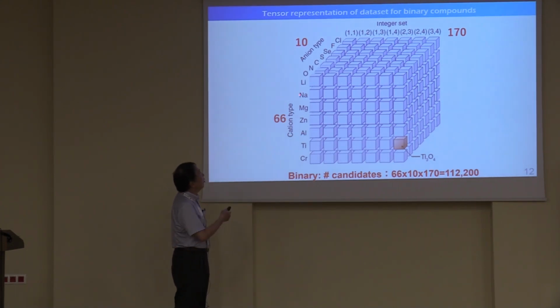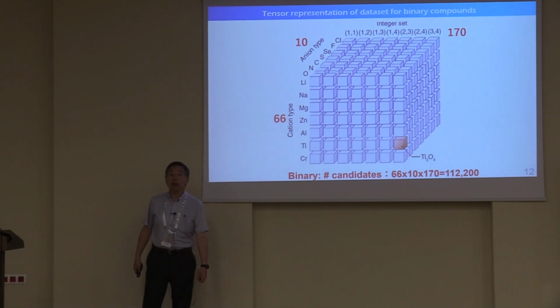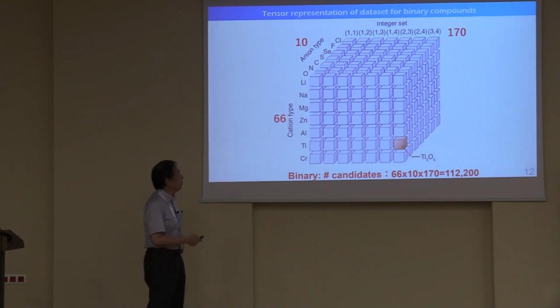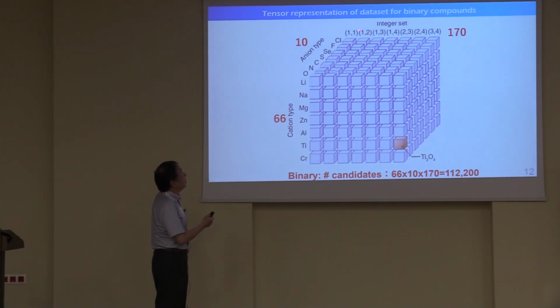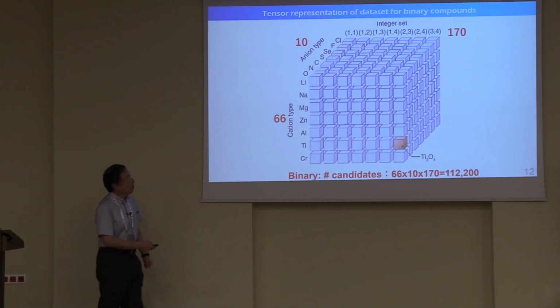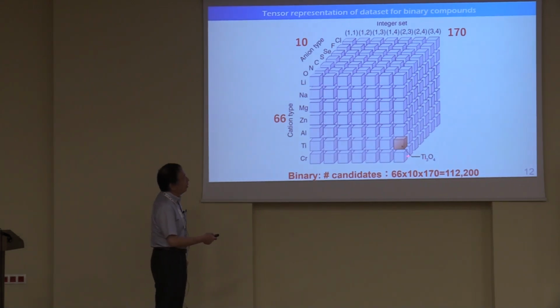And they are all categorical data, so it's not a value, but a character or category. Also the integer set is not used as a percentage or something, but just as a category. For example, TiS3O4 is a material located here, which is composed of Ti as a cation, oxygen as an anion, and 3 to 4 as an integer set.